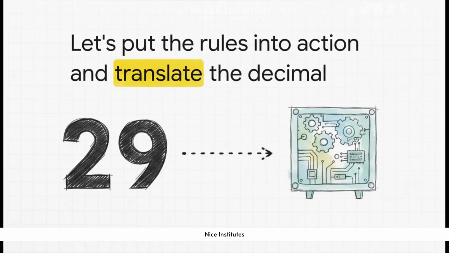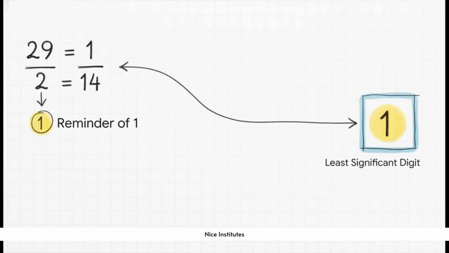Okay, so let's put this into practice. Remember our mystery number, 29? Let's walk through this whole process, step by step. All right, step 1, we take 29 and divide it by 2. That gives us 14 with a remainder of 1. Now that remainder, that 1, is super important. It becomes the very first digit of our binary number, all the way on the right. You can think of it like the ones place. It's what we call the least significant digit.